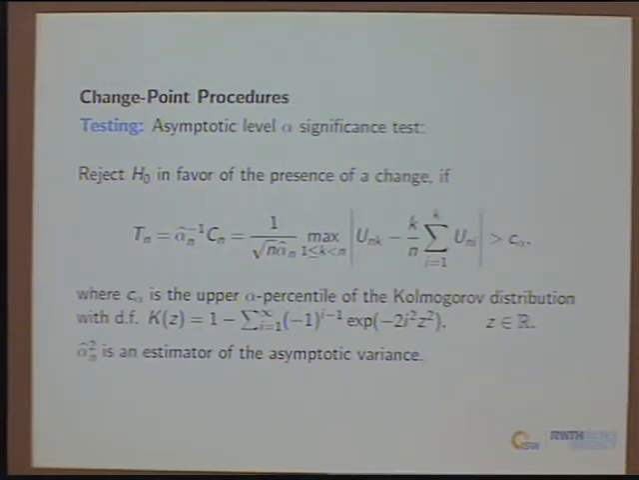If we want to test, then we reject the null hypothesis in favor of the presence of a change if this Q-sum statistic exceeds the critical value, and here we standardize by some estimate of the right asymptotic variance of these u and k variables. In this situation, because this can be approximated by the supremum over a Brownian bridge process, we can use the Kolmogorov distribution. The estimator I will discuss later.